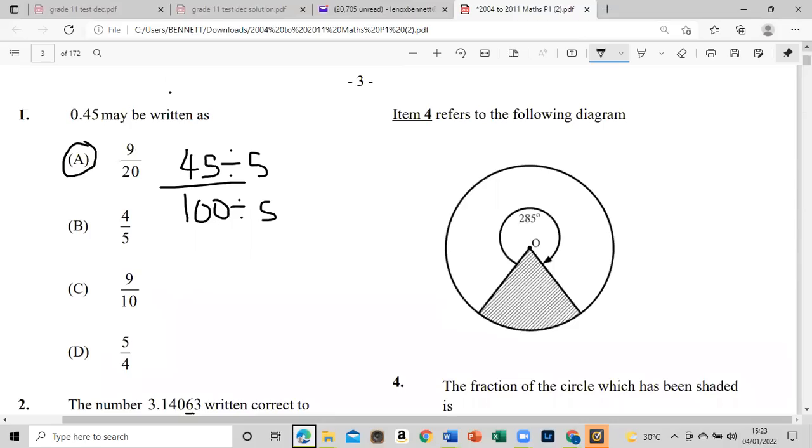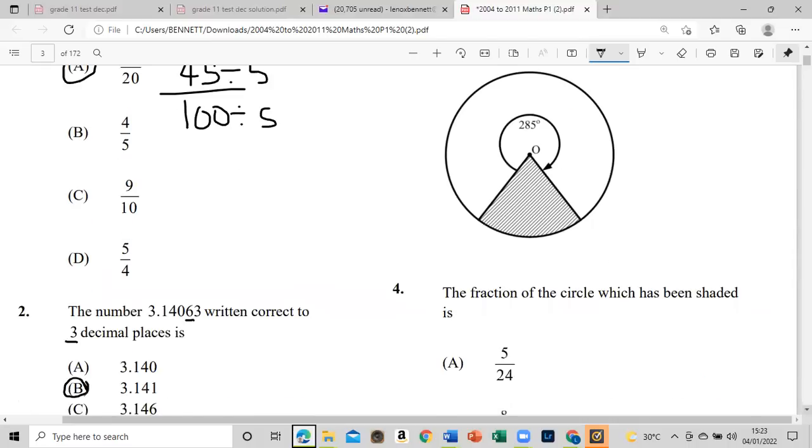Alright, number 4 refers to the following diagram. The fraction of the circle which has been shaded is, the one with the shaded part. So we have to work it out. We know that the entire circle measures 360 degrees. So we don't want the reflex part. So we are going to subtract 285 from that.